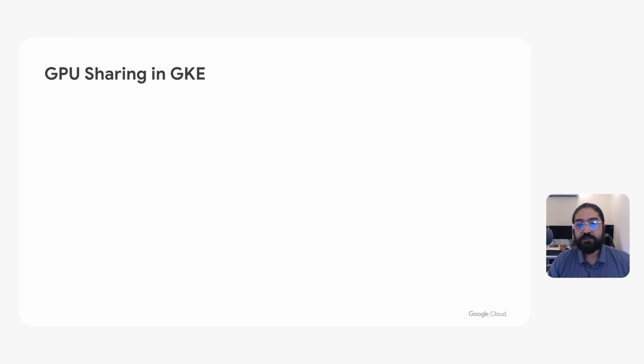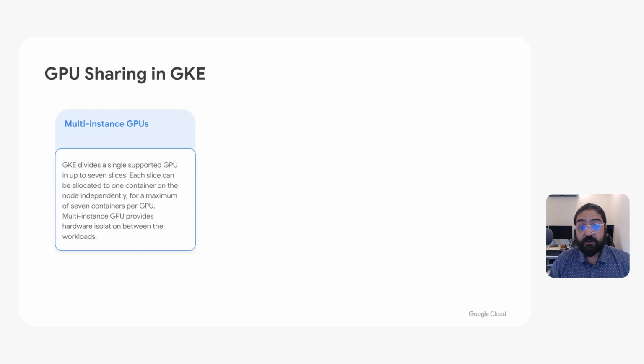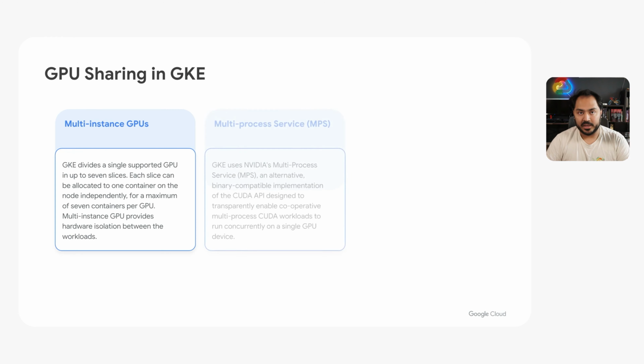There are a few different ways to share GPUs in GKE, starting with multi-instance GPUs. GKE divides a single GPU into up to 7 slices, and then each slice can be allocated to one container on a node independently, for a maximum of 7 containers per GPU. Multi-instance GPU provides hardware isolation between the workloads and consistent and predictable quality of service for all containers that are running on the GPU.